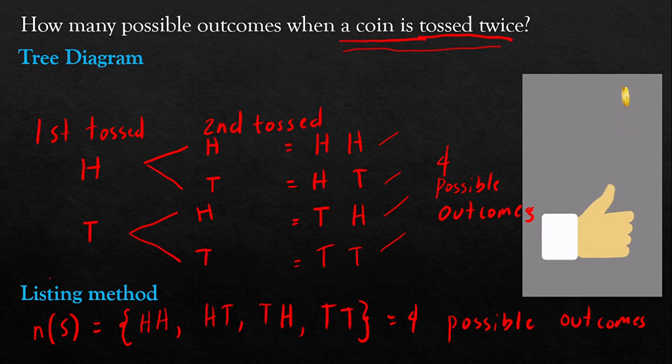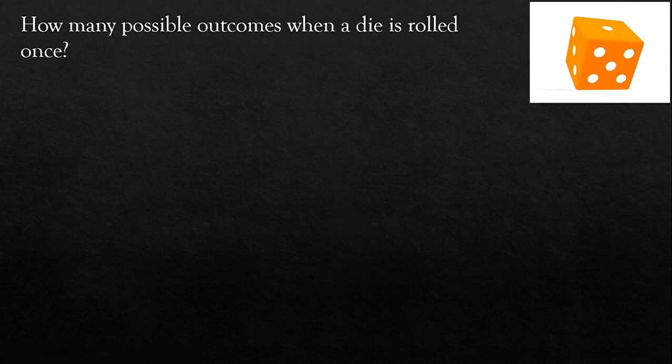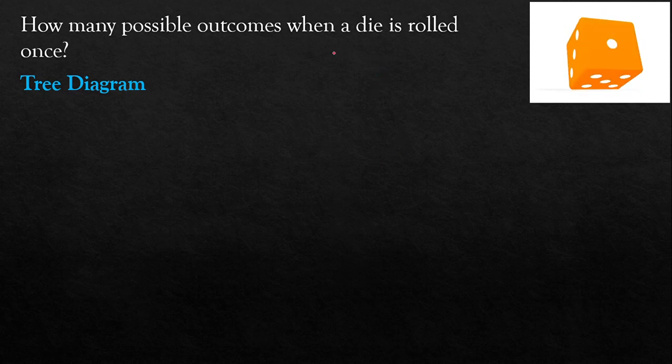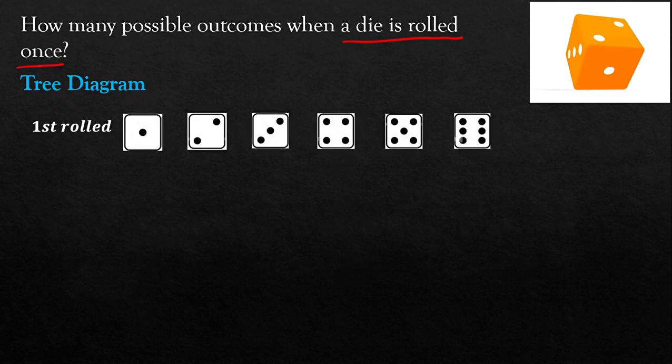Okay, next, how many possible outcomes are there when a die is rolled once? In a tree diagram, our experiment here is that a die is rolled once. So the first roll is either... how many faces do we have in a die? As we all know, we have 6 faces, so that's a cube.